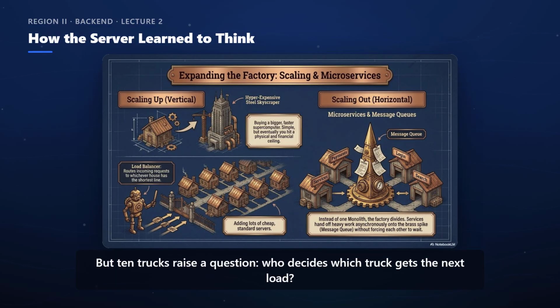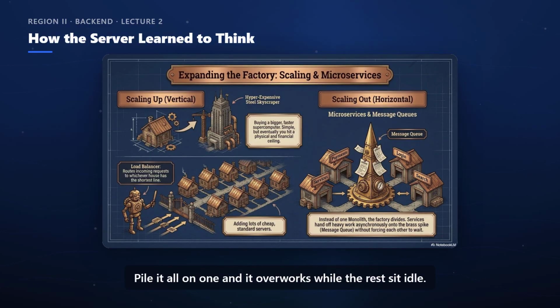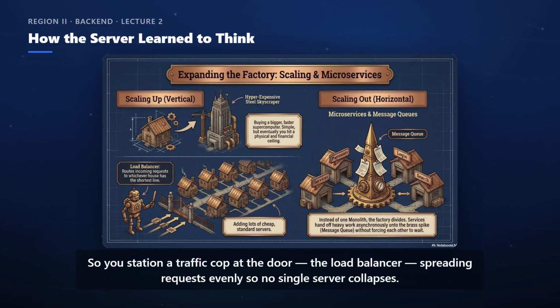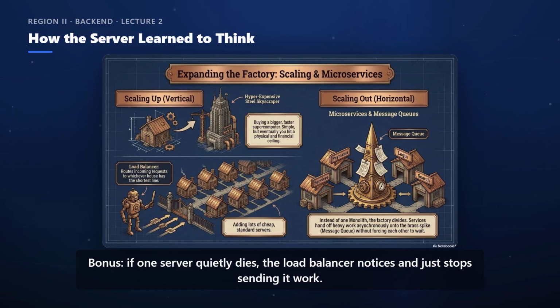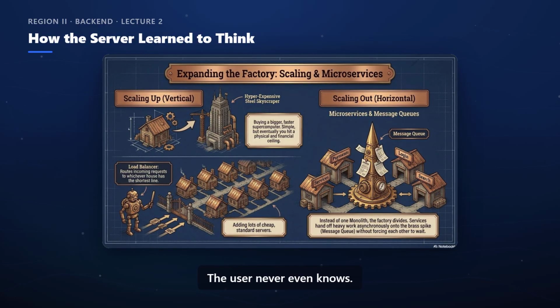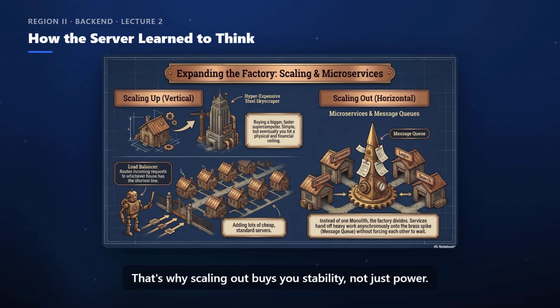But 10 trucks raise a question, who decides which truck gets the next load? Pile all on one and it overworks while the rest sit idle. So you station a traffic cop at the door, the load balancer, spreading requests evenly so no single server collapses. Bonus, if one server quietly dies, the load balancer notices and just stops sending it work. The user never even knows. That's why scaling out buys you stability, not just power.